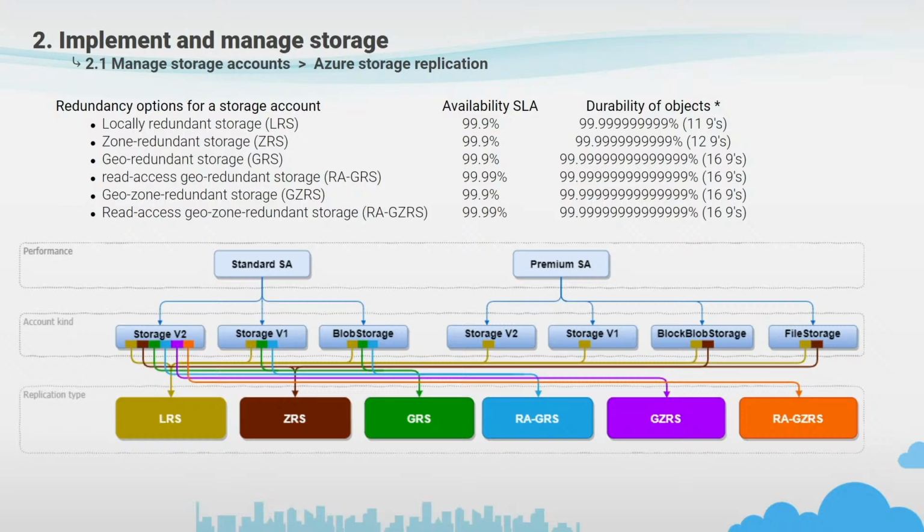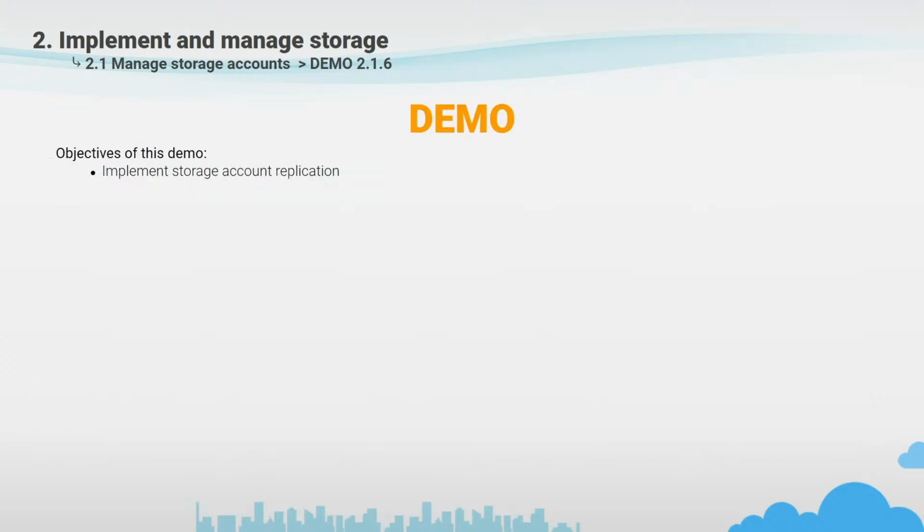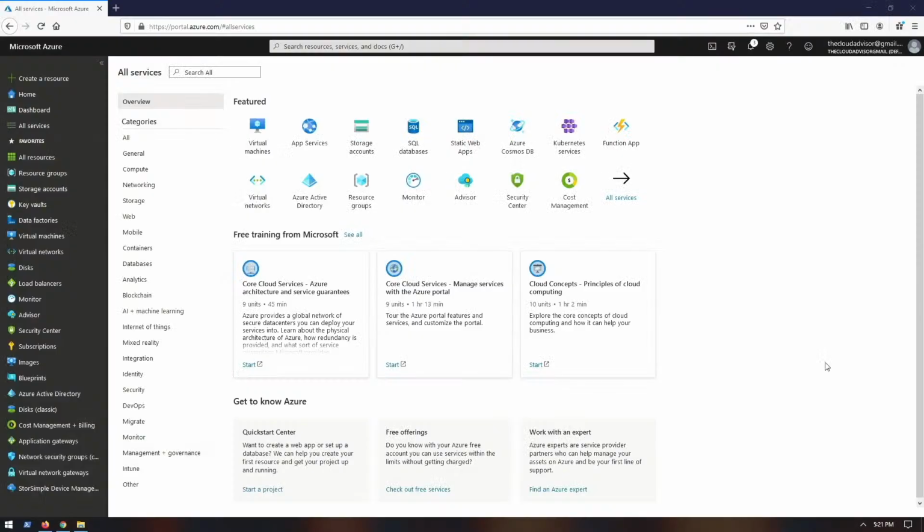Because it is not easy to visualize how replication is available for each storage account kind, I prepared a diagram that will be very easy to understand. For example, for premium storage account, you have just local redundant storage and zone redundant storage. But again, it depends on what storage data service you choose, or standard storage account version 2 that has all replication options.